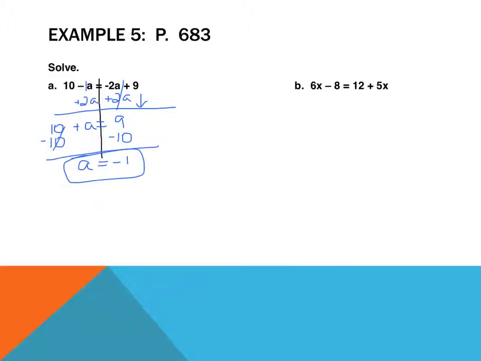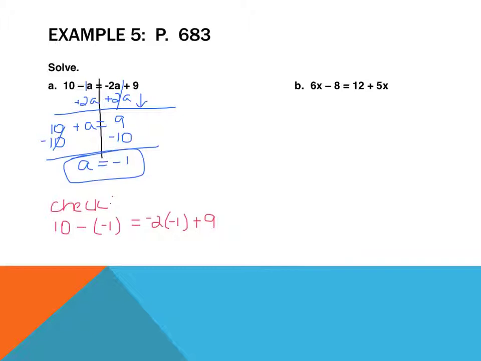Okay, so we'll check our work. So I have 10 minus -1. So make sure you bring down your operation symbols and then you plug in your number with its sign. So I have my minus sign from the problem and my negative sign from my solution equals -2 times -1 plus 9.